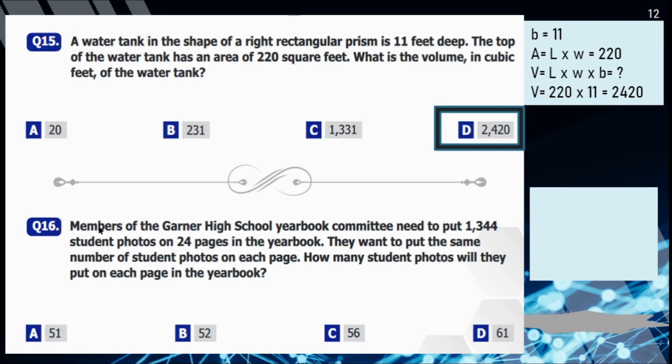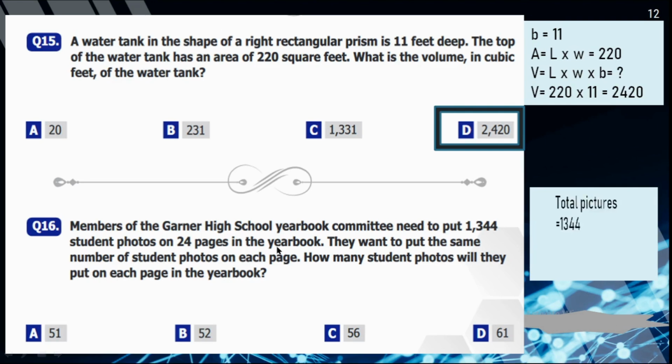Question number 16. Members of our Garner High School yearbook committee need to put 1344 students' photos on 24 pages in the yearbook. They want to put the same number of students' photos on each page. How many students' photos will they put on each page in the yearbook?